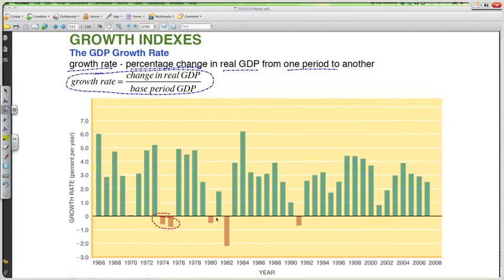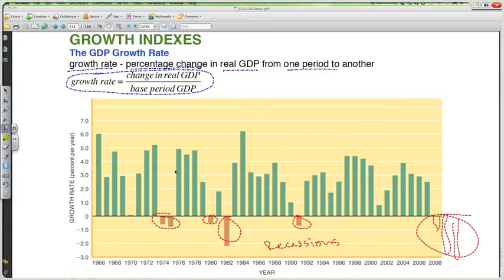Here, when our growth rate is negative, and over here now, all of these are called recessions when we have negative growth. And then all of these in the green, and all these above, these are called expansions. And we're expanding GDP.